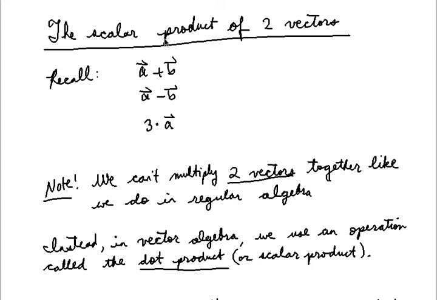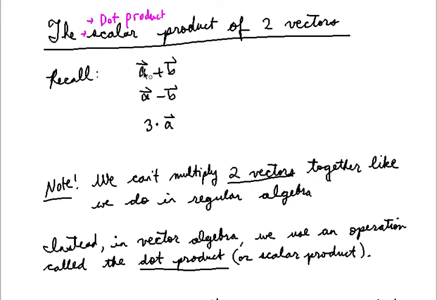Okay, this video will talk about the scalar product of two vectors. This is called the scalar product, also known as the dot product. So there's two names for the same operation, and we'll be looking at what this is. Okay, so let's back up a little bit.